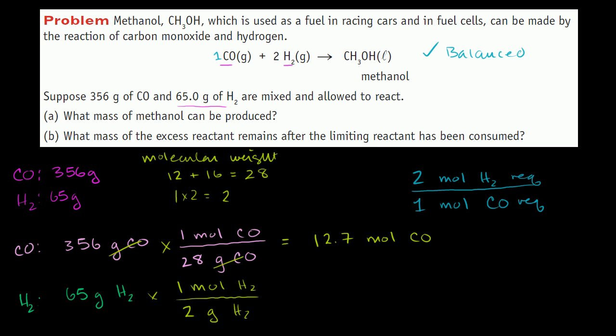And so let's do the math. That cancels out with that, and we have 65 times 1 divided by 2. 65 divided by 2 is what? 32.5.